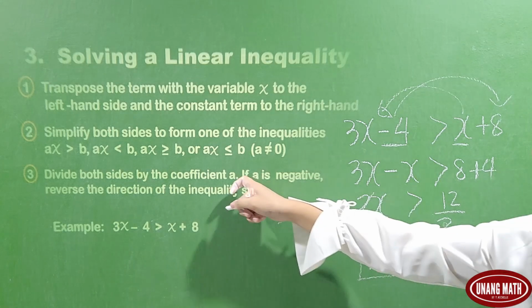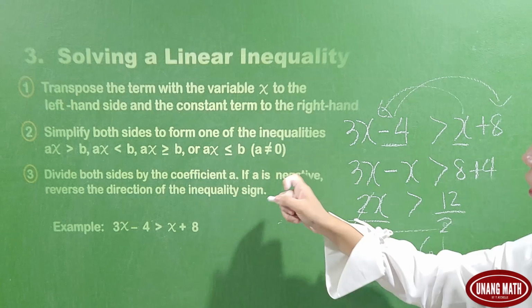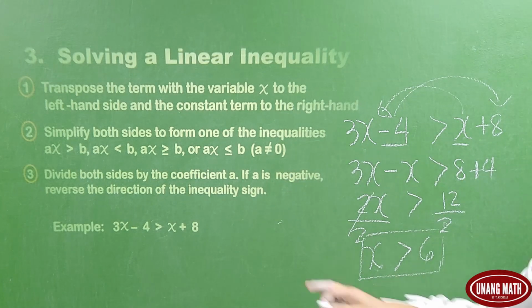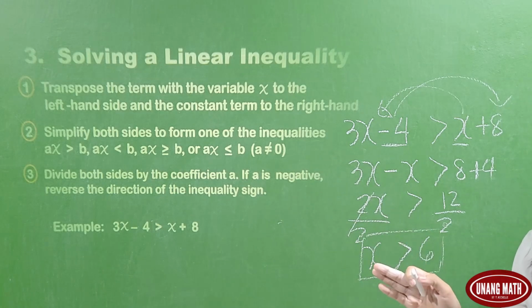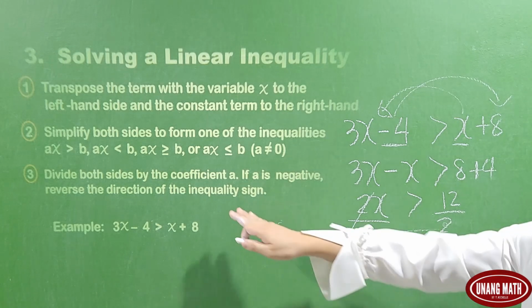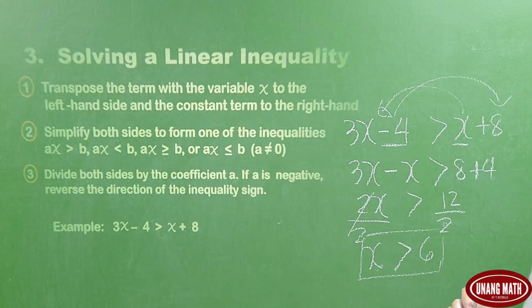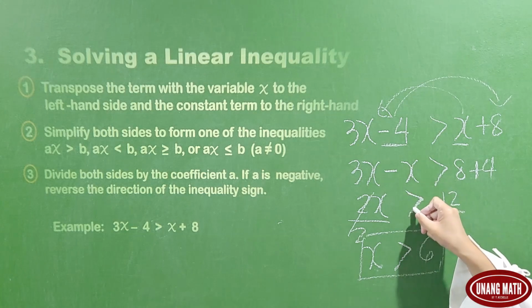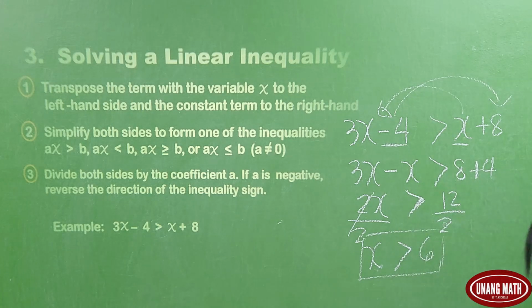And take note, if the coefficient of the variable is a negative number, then the rule is we need to reverse the direction, or reverse the inequality sign. But here, since we divided by a positive number, our sign is still greater than.